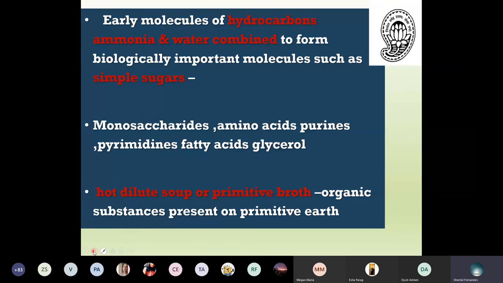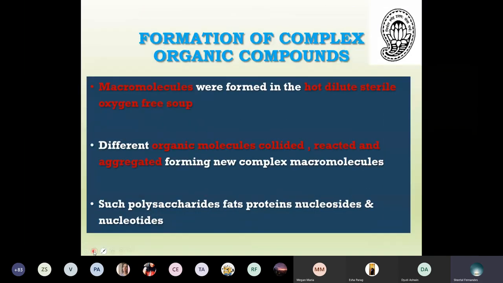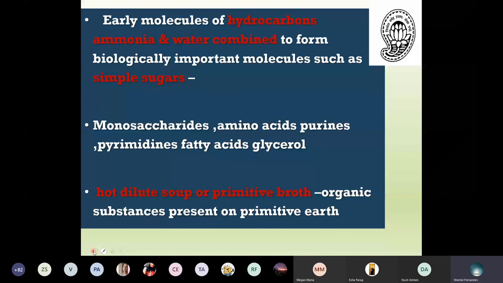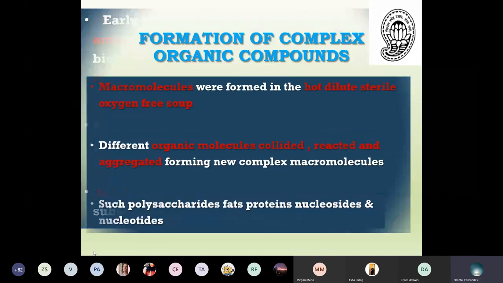What is it that we can reveal from this situation? That life, the first form of life, has existed from or come into existence from a water body. Therefore, correct. Please mute yourselves. The water body, hot dilute soup or primitive broth, which has organic substances present within themselves in the form of monosaccharides, amino acids, purines, pyrimidines. All of these were responsible for the first formation of life and thereby the analogy of comparing it to a hot dilute soup or primitive broth.